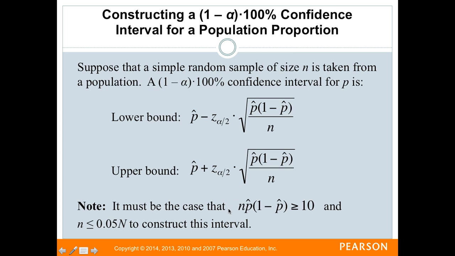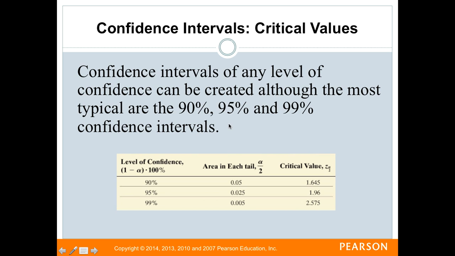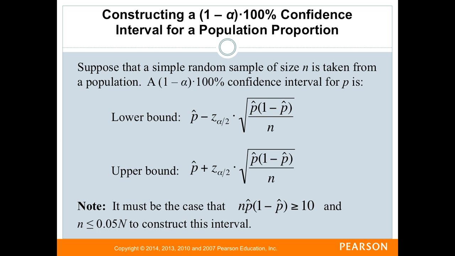Now, again, to kind of just reiterate this, it has to be true that n times p hat times 1 minus p hat has to at least be 10, and your sample size has to be less than 5% of your population size in order to be able to actually construct this interval. So I kind of mentioned back here this z alpha over 2, this right here. This is called your critical value.